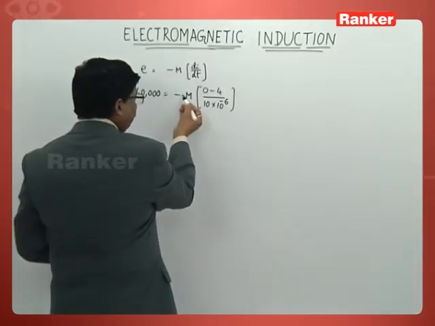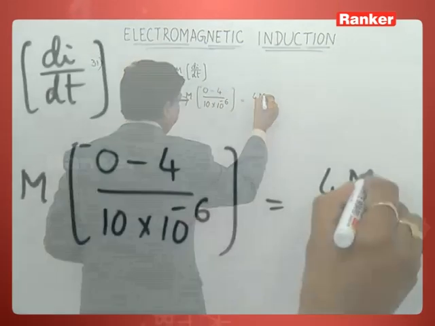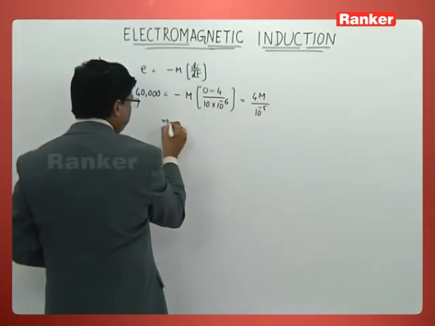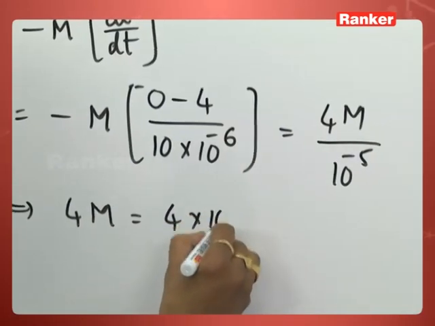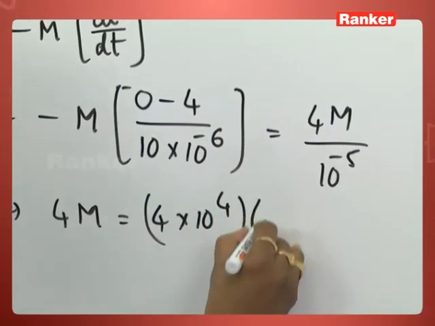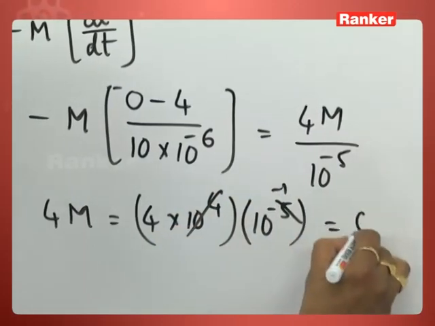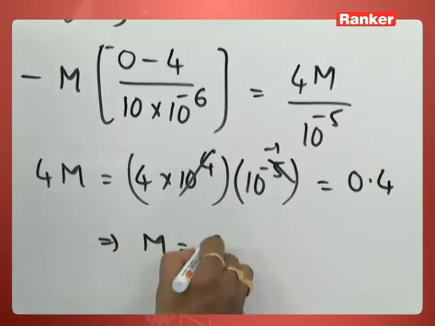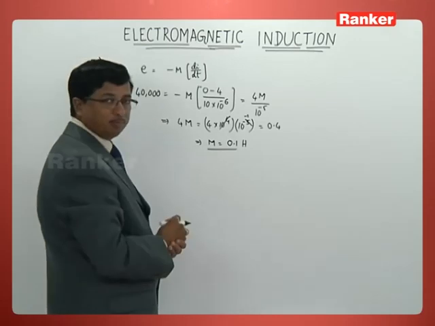Now the moment you multiply these two, you will be getting 4M by 10 power minus 5. Now cross multiply this one please. 4M now becomes 4 into 10 to the power 4 into 10 to the power minus 5. This gets cancelled. It now becomes 0.4. Then what will be the mutual induction coefficient? 0.1 Henry. That is exactly the value there.